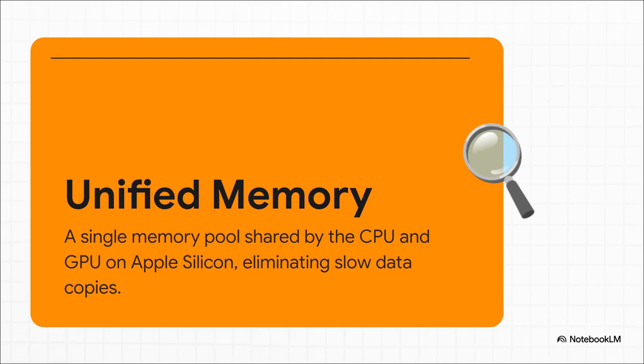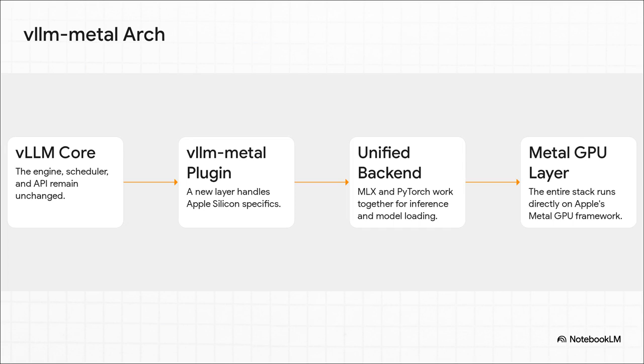The secret sauce here is something called unified memory. Now think about it like this. On older systems, the CPU and GPU each had their own separate little workbench. To do anything, you had to waste a ton of time slowly carrying data from one bench to the other. It's super inefficient. But with Apple Silicon, it's like having one giant, high-speed workbench that both the CPU and GPU share. They can pass things back and forth instantly, there's no slow copying, and for AI stuff, that is an absolute game changer.